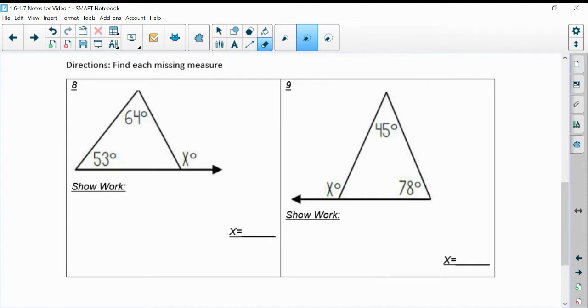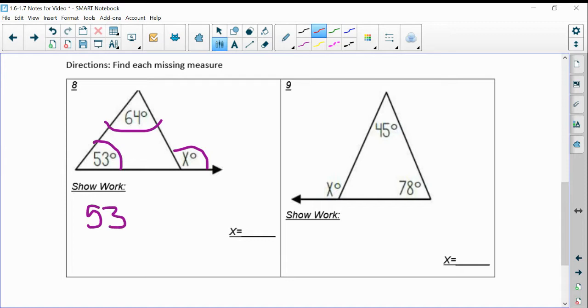What that says is our 2 non-adjacent angles. So are these 2 in any way connected to our exterior angle, our angle outside of our triangle? No. So those are our 2 non-adjacent angles. So we know 53 plus 64, our 2 non-adjacent angles, are going to be equal to x. So in this case, 64 and 53, it's 117. And when we have both non-adjacent angles, all we have to do is add them together.